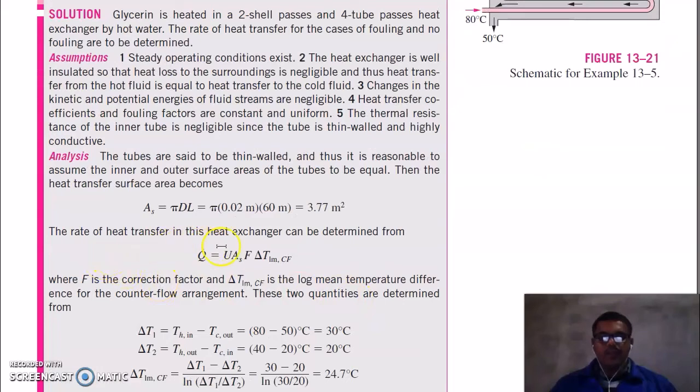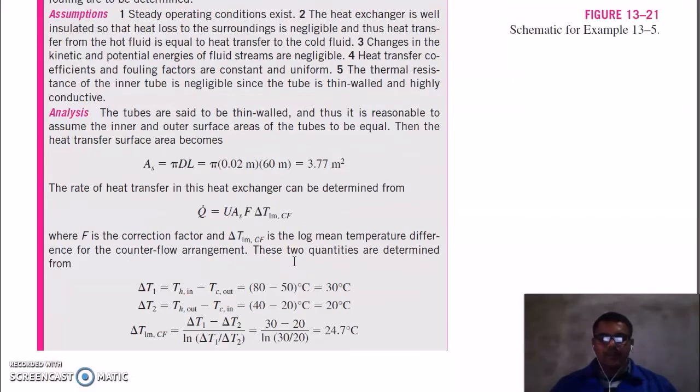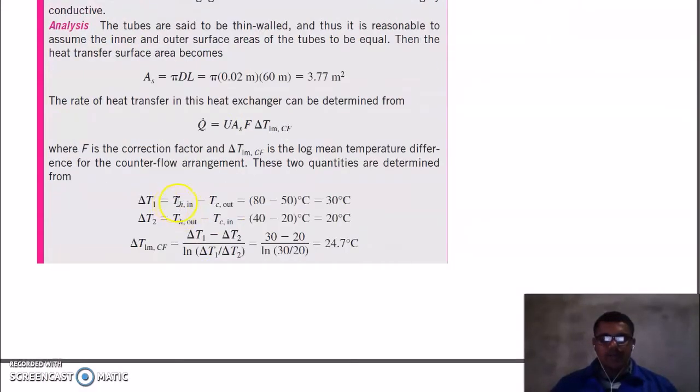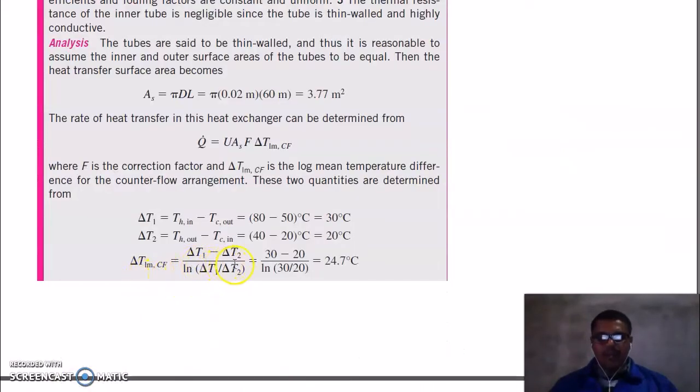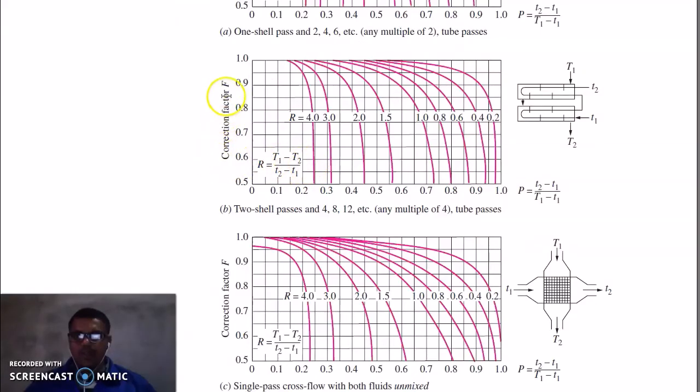The rate of heat transfer in this heat exchanger can be determined from Q equal to U AS F into delta T logarithm mean temperature of the counter flow heat exchanger. Now delta T1 is equal to T hot in minus T cold out. For calculation of delta T, you can refer to this figure. Here this difference is your delta T1 and this difference is your delta T2. Now the logarithm mean temperature difference is delta T1 minus delta T2 by log delta T1 by delta T2, which is 24.7 degrees Celsius.